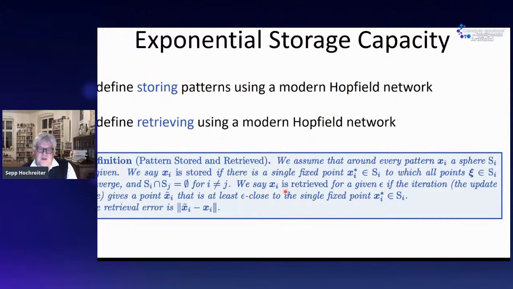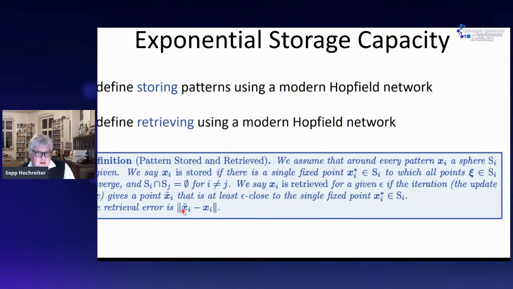And when do we say something is retrieved? We don't want to go to the fixed point because it takes a long time. We say xi is retrieved if the iteration is epsilon close to the fixed point. If the point we get from the iteration is at some point epsilon close to the fixed point, then we stop the iteration. Then we say, okay, we now have retrieved it.